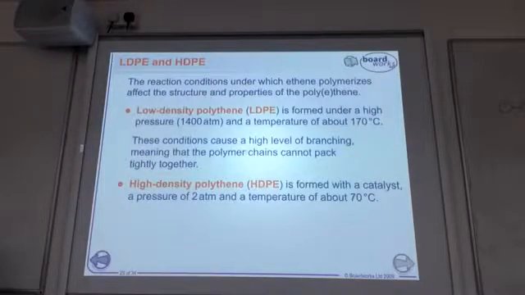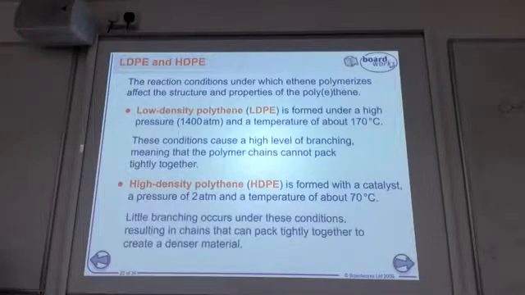Okay, let's break that down. What would the size of the London forces be if it's going to be much stronger? Okay, go on. Okay, so the London forces are much stronger because there's many more points of contact. So what does that mean about the chains themselves? Do they have a high level of branching or a low level of branching? Much lower level of branching. Good. Okay, so those conditions, you get much less branching, so the chains pack tightly together and make something much stronger. Okay.